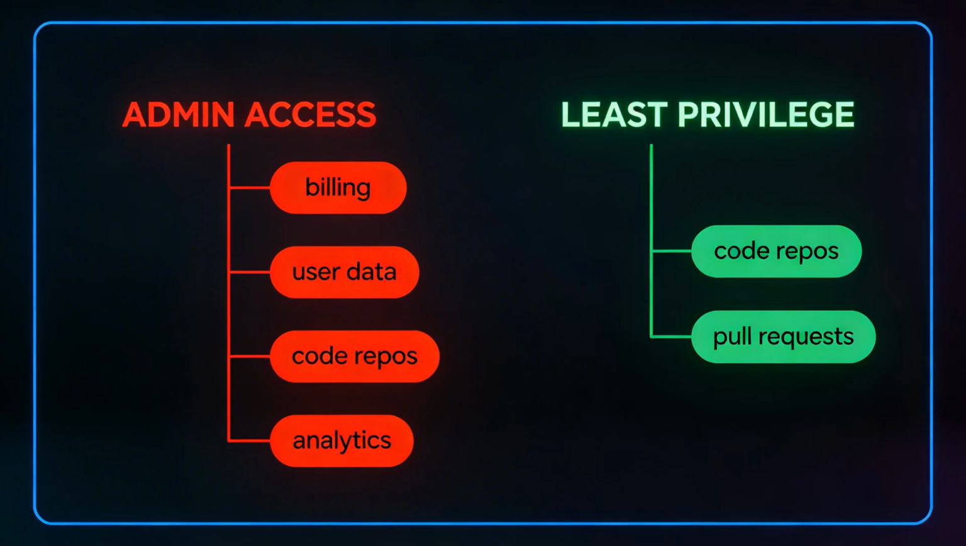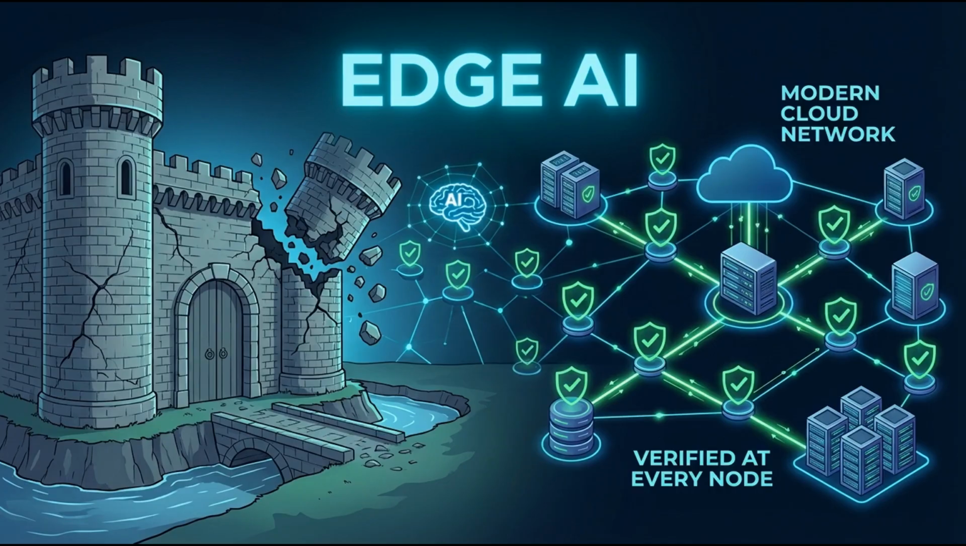That means checking the user's identity through strong authentication. It means checking their device health. Is the OS patched? Is endpoint protection running? Is the disk encrypted? It means checking their location, their behavior patterns, the time of day, and the sensitivity of what they're trying to access. No more blanket trust based on network location alone. A request from the office network gets the same scrutiny as a request from a public coffee shop Wi-Fi.